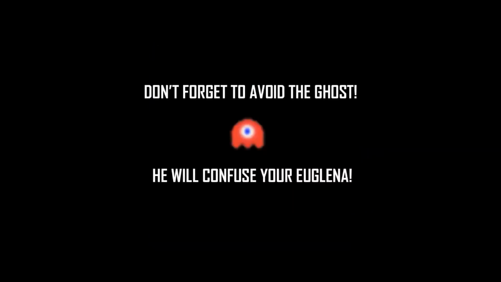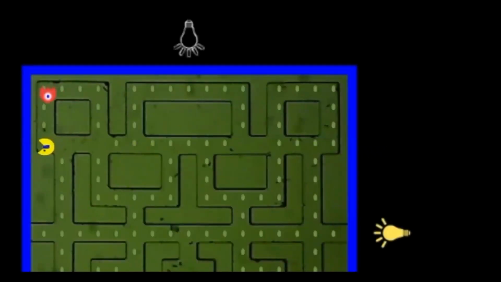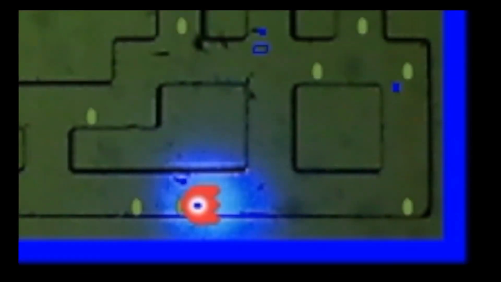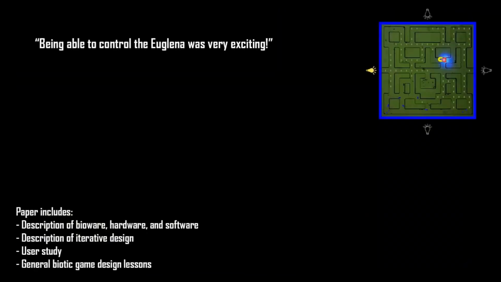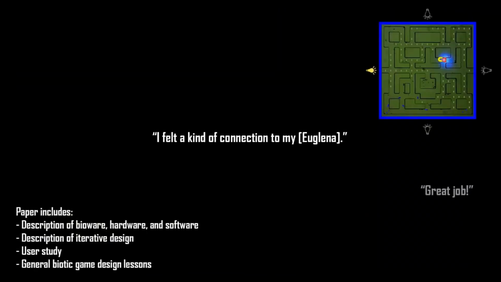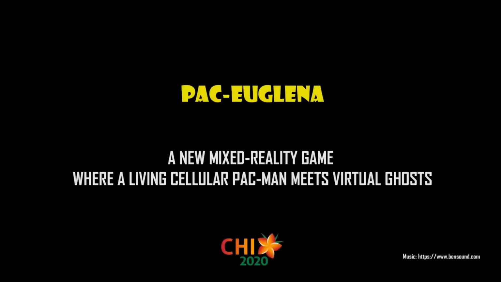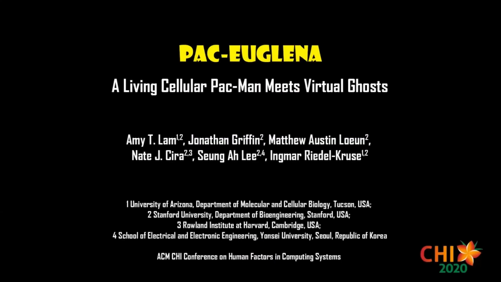When a Euglena cell runs into a ghost, the virtual ghost is transformed into a real-life local light stimulus, which causes the Euglena to spin in place, temporarily disabling the cell. We'll discuss some details of the iterative design process and the user study we conducted on Pac-Euglena, and conclude with some general design rules for biology-based games.